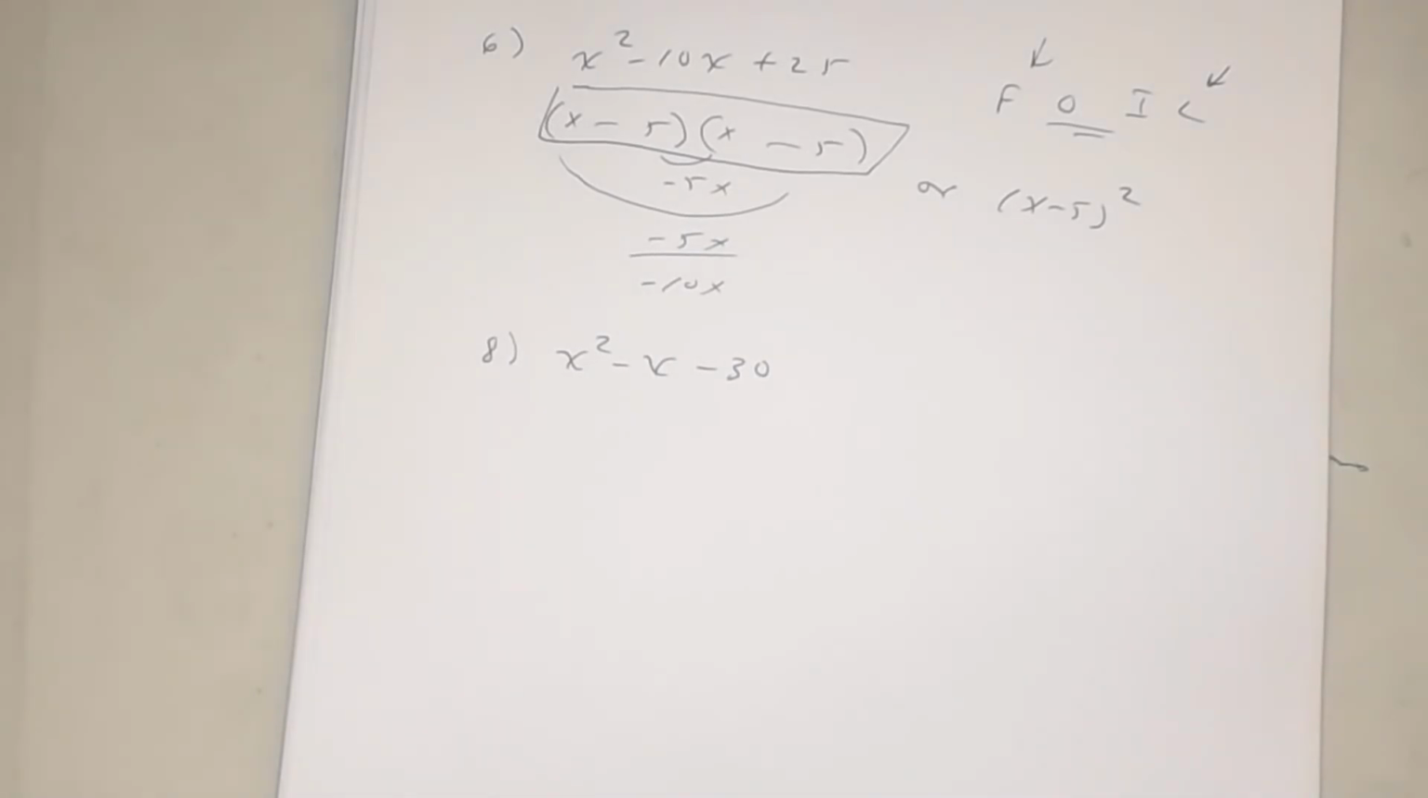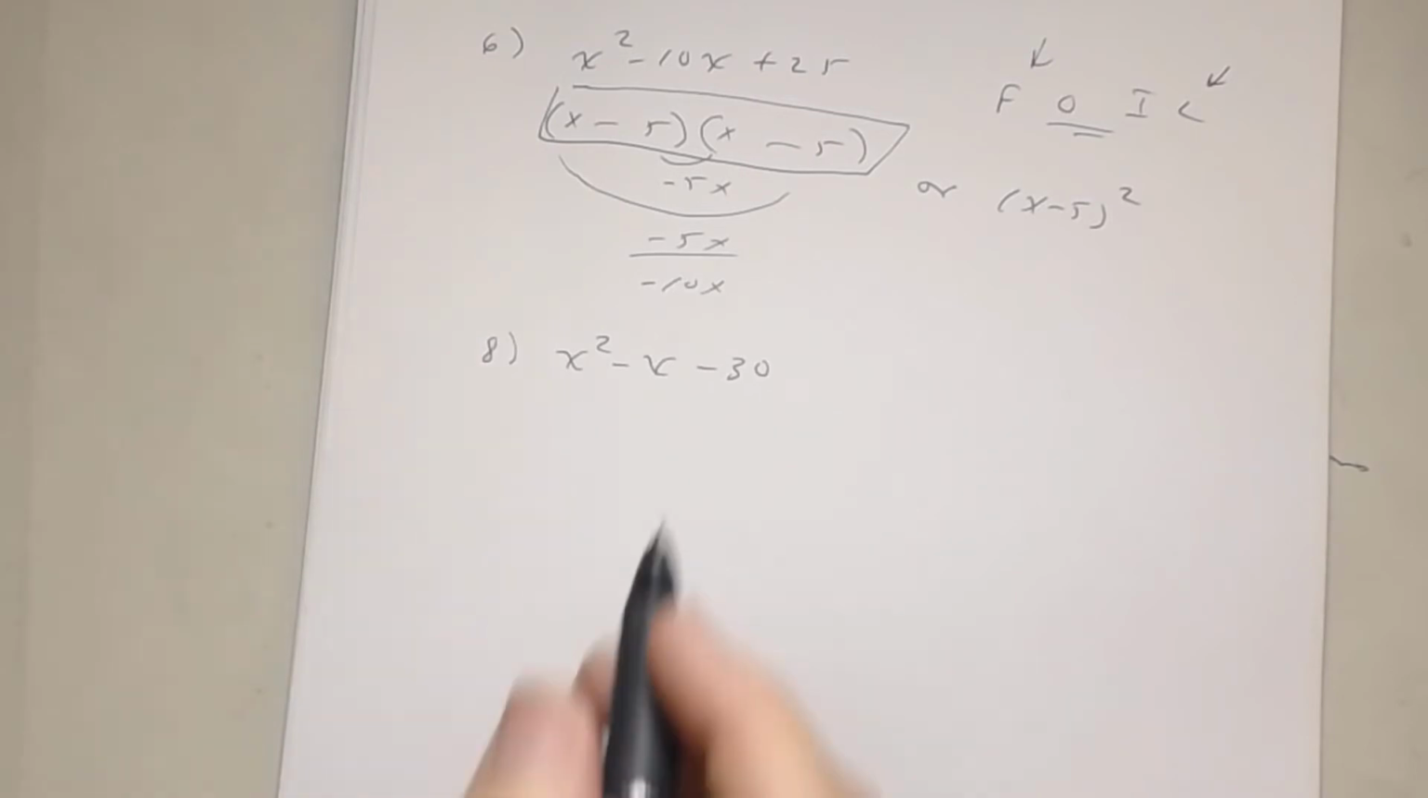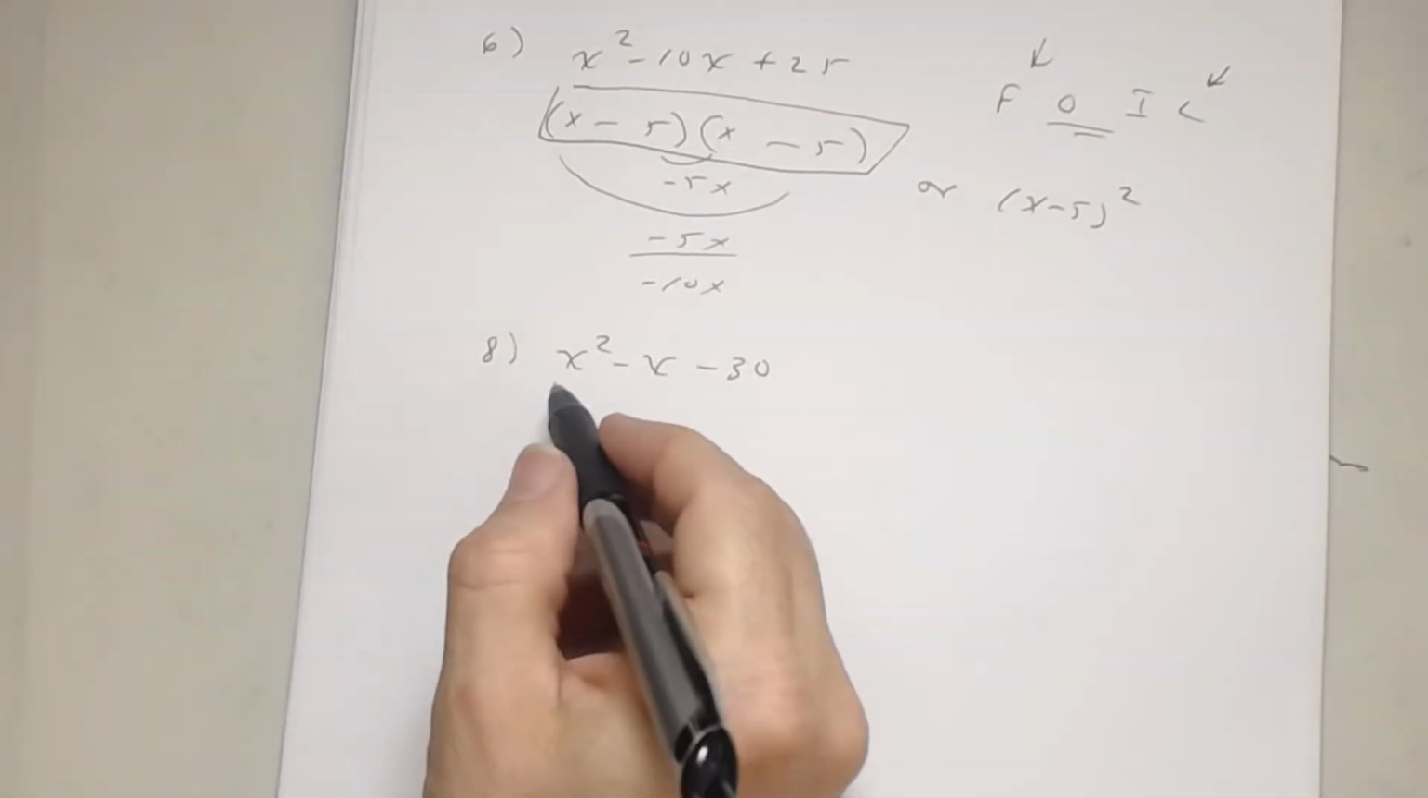All right. Now notice this time the last sign's not positive. So you got to listen to what we're going to discuss. The procedure is the same. You got to check for the GCF. The GCF here is what? 1. GCF is 1. So we're going to go directly to the two binomials.